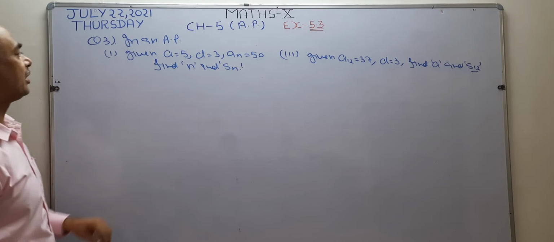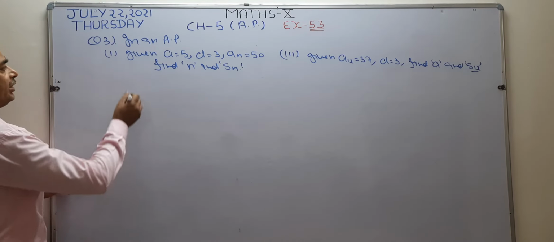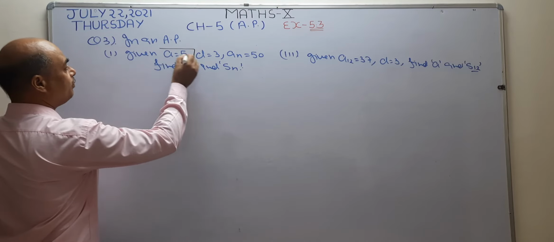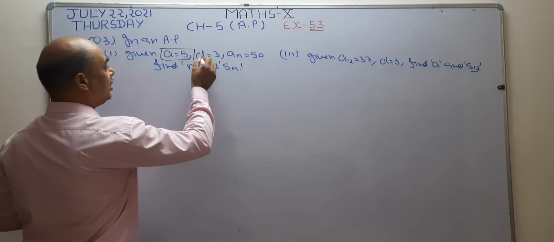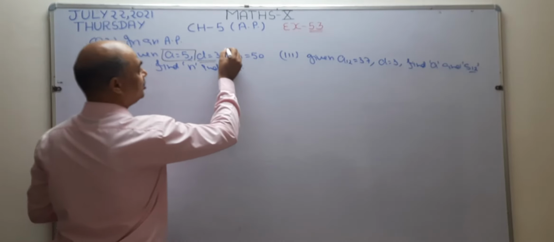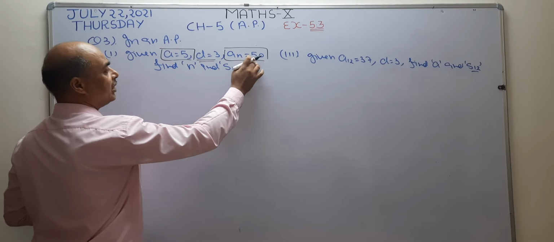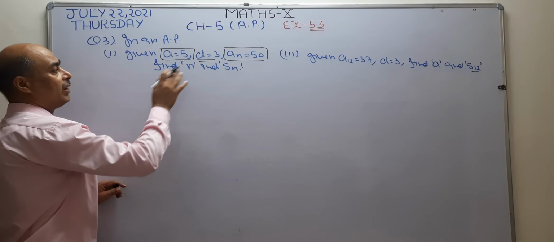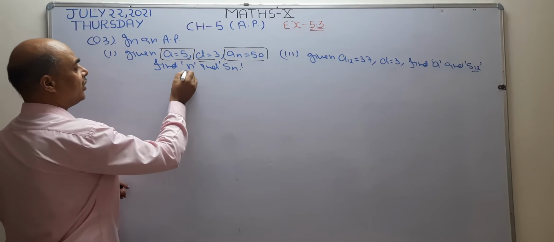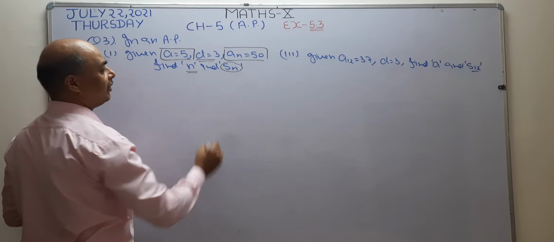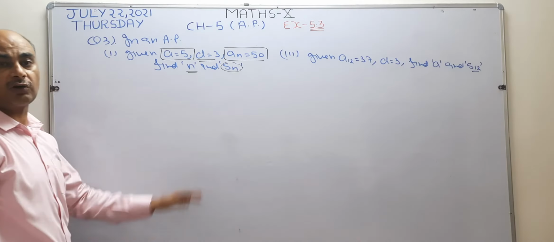Now see, in the first part what is given? It is given that the first term of an AP is 5, the common difference is 3, and its nth term is given. The first term, common difference and the nth term of the AP are given. By using these three values we have to find the value of n and also find the value of Sn. Okay, this is the question.